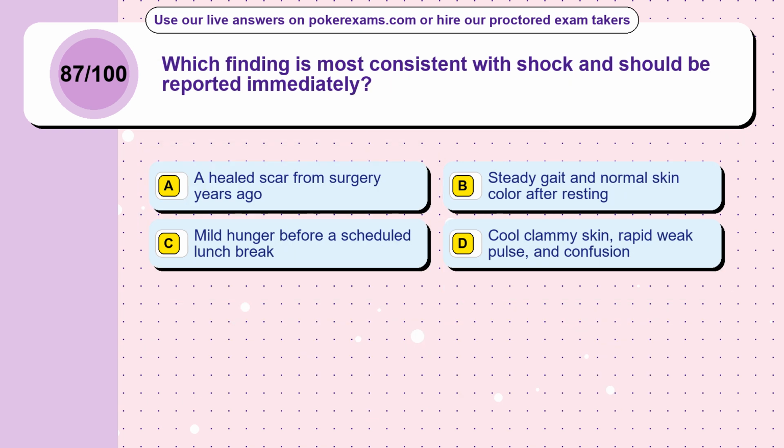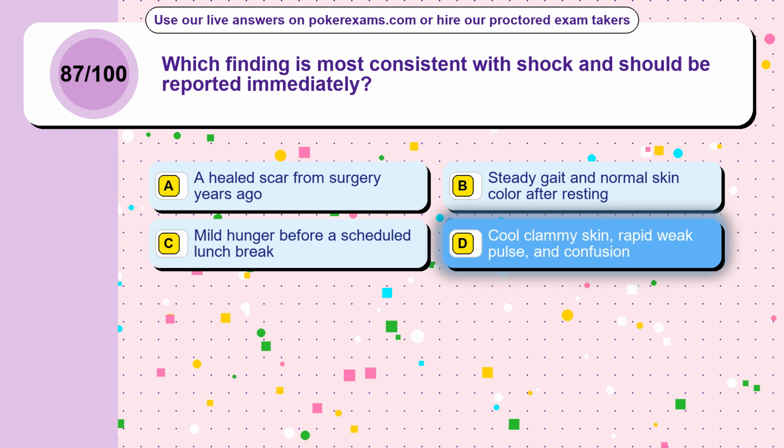Question 87. Which finding is most consistent with shock and should be reported immediately? Option A, a healed scar from surgery years ago. Option B, steady gait and normal skin color after resting. Option C, mild hunger before a scheduled lunch break. Option D, cool clammy skin, rapid weak pulse, and confusion. The correct answer is option D. Cool clammy skin, rapid weak pulse, and confusion.